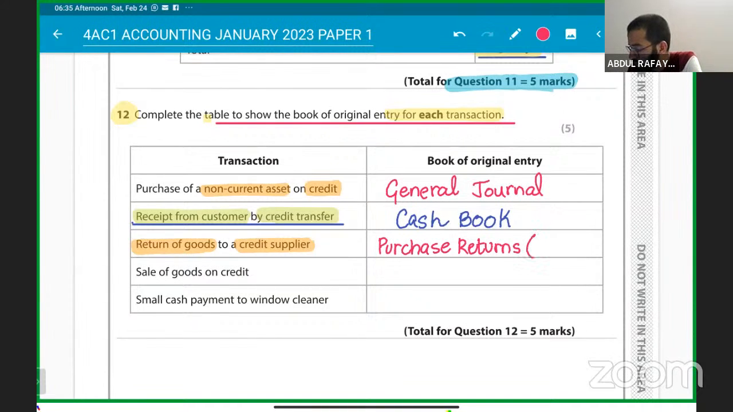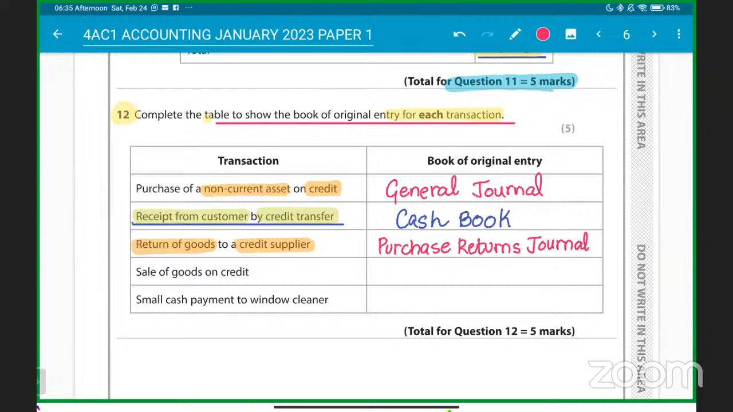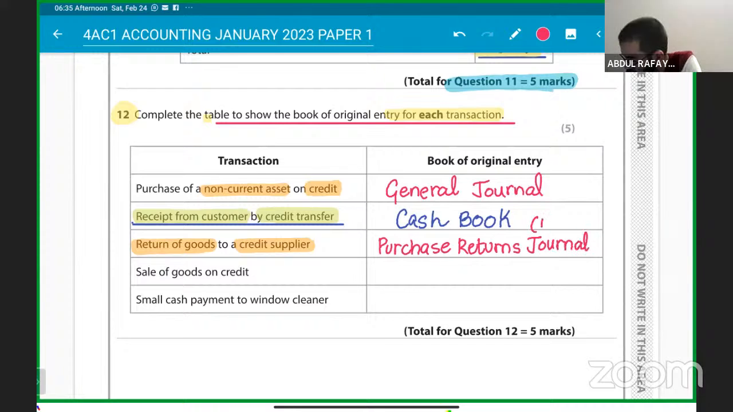So purchases return or purchases return journal, we can say, or we can say day book as well. Some people call it day book as well. So you can go for that as well. Purchase return day book. Got it?